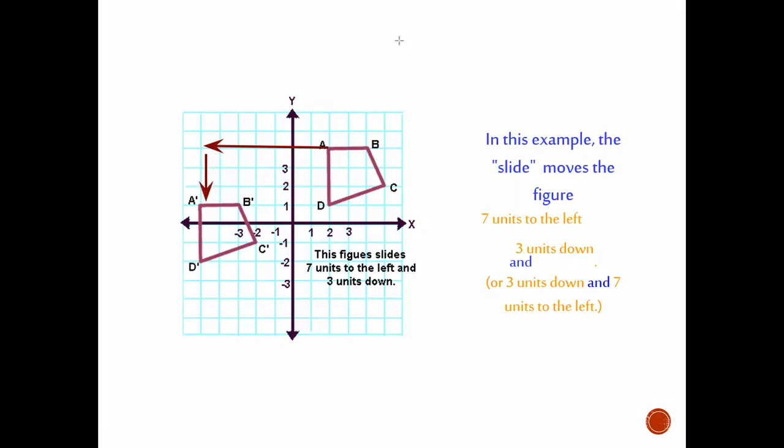Okay, so as you can see here, these are the instructions for the translation: 7 units to the left and 3 units down. That's how you can determine the instruction for the translation. The other vertices will also be moving in the same direction with the same instruction. And that's how translation works.